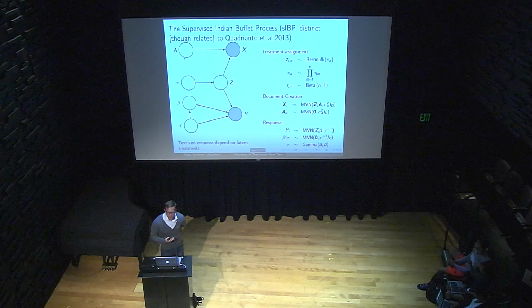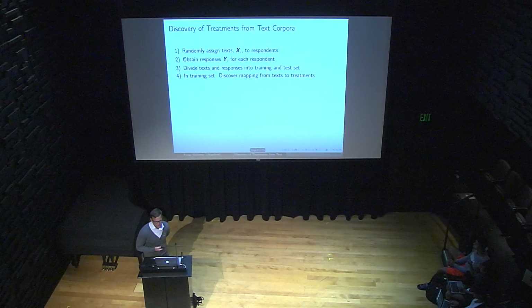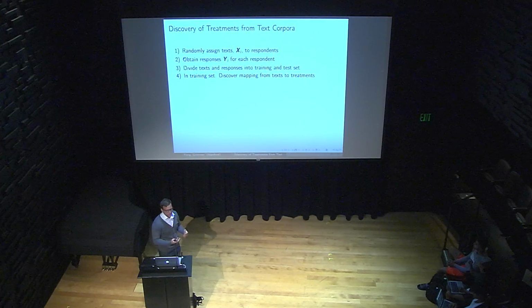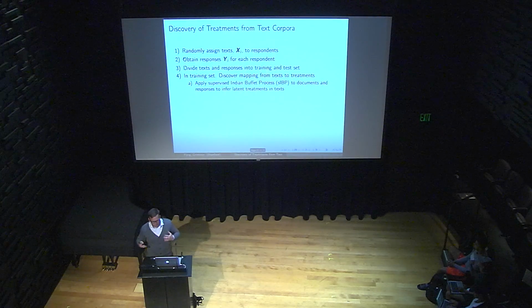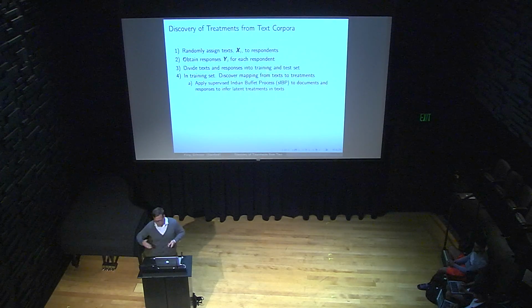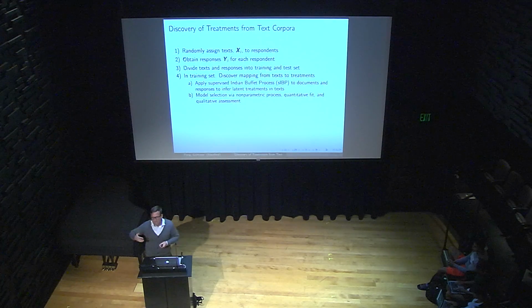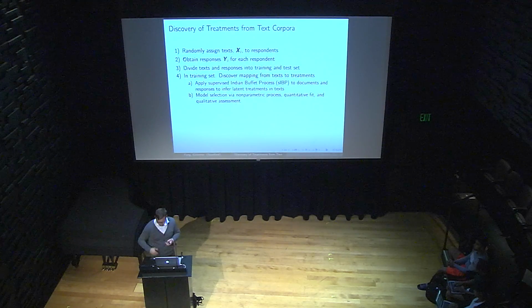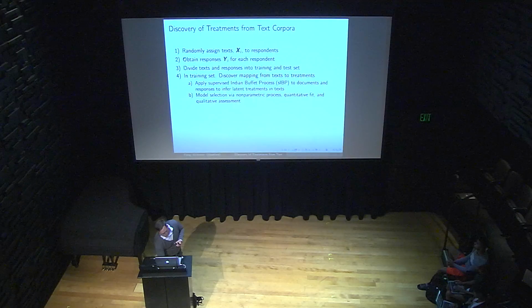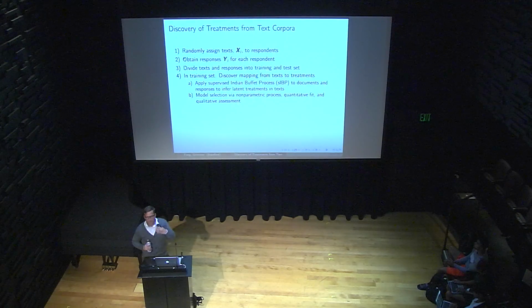So we're going to use the supervised Indian buffet process on the training set. We're going to use this to discover some mapping from the text to the treatment. So we apply it, and we're going to use it then to infer the latent treatments from the text. So we use it many times over. There's obviously many, many different ways in which we could think about model selection within the training set. So we're going to use a few different ways in which to think about this model selection.